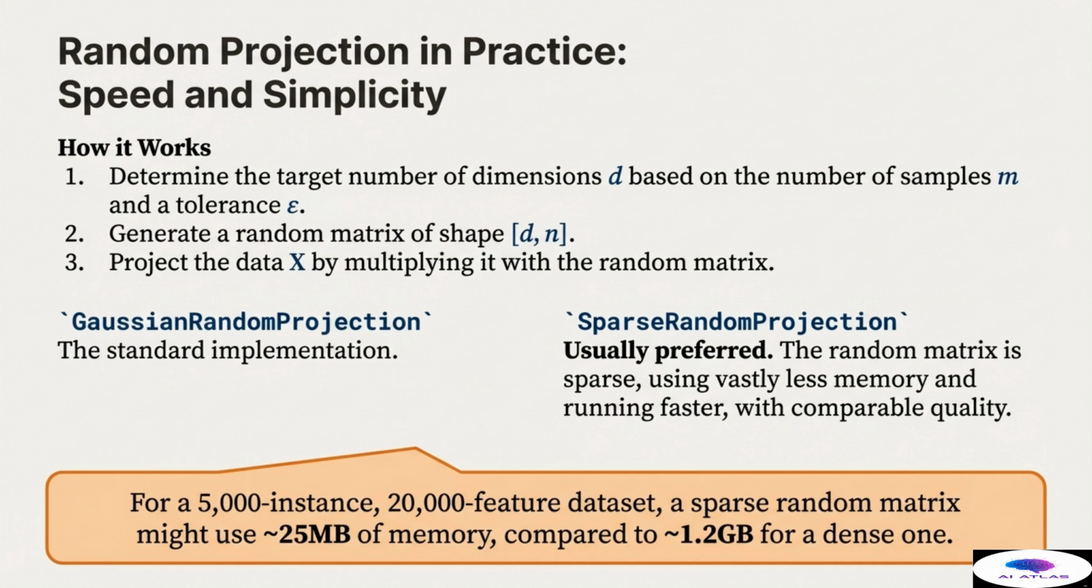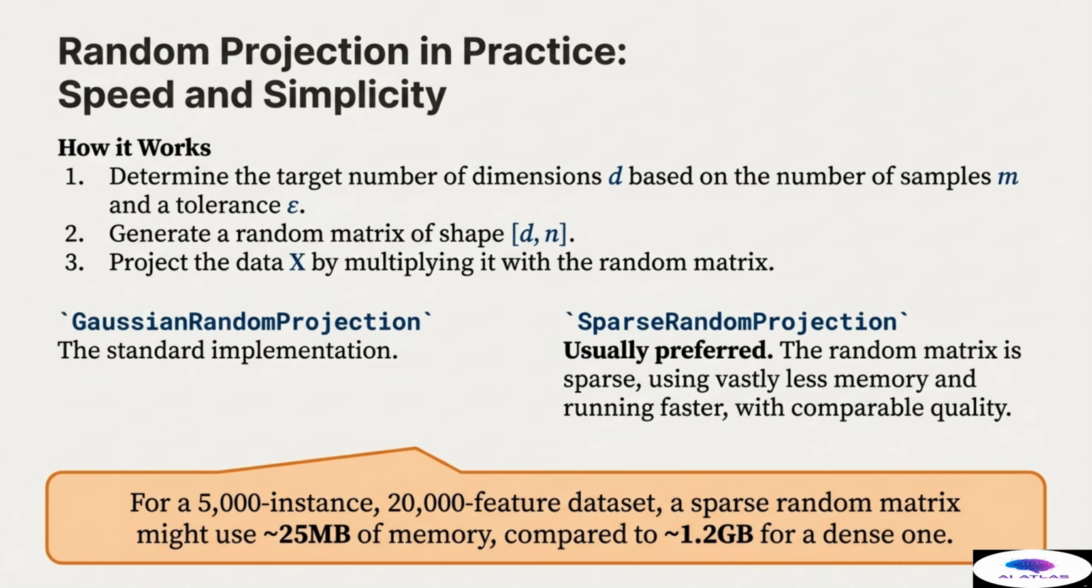The process is straightforward. First, you determine the target number of dimensions needed based on the number of samples, and a required tolerance level epsilon for distance preservation. Second, you generate a random matrix with the shape of d rows by n columns. Third, you project the data X by simply multiplying it with this random matrix. Scikit-learn offers two primary implementations.